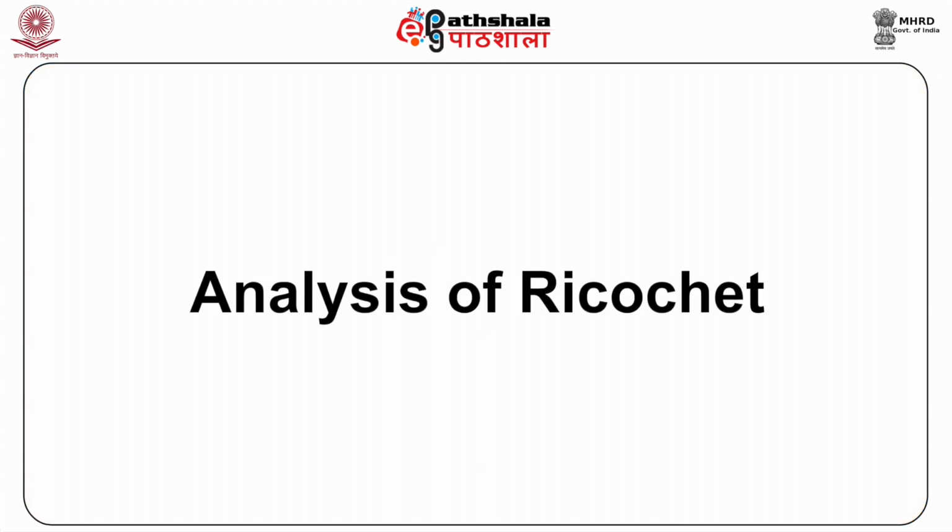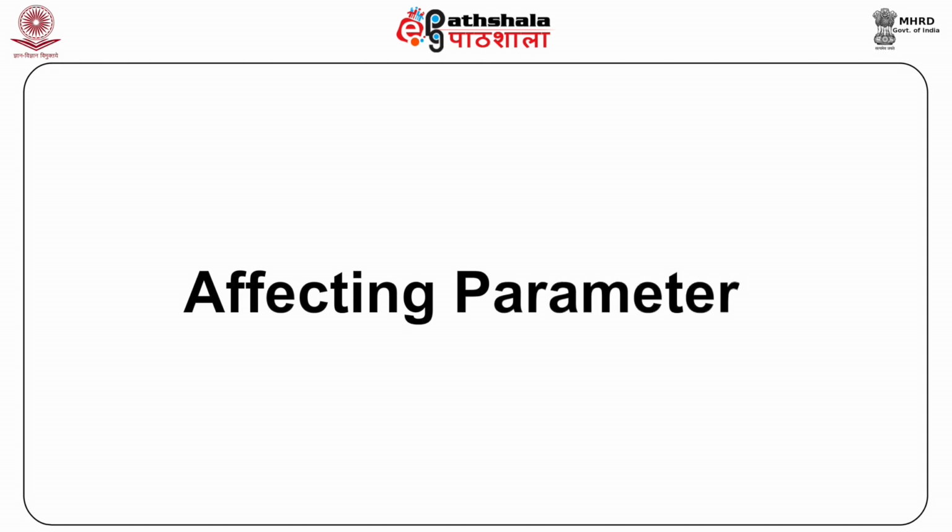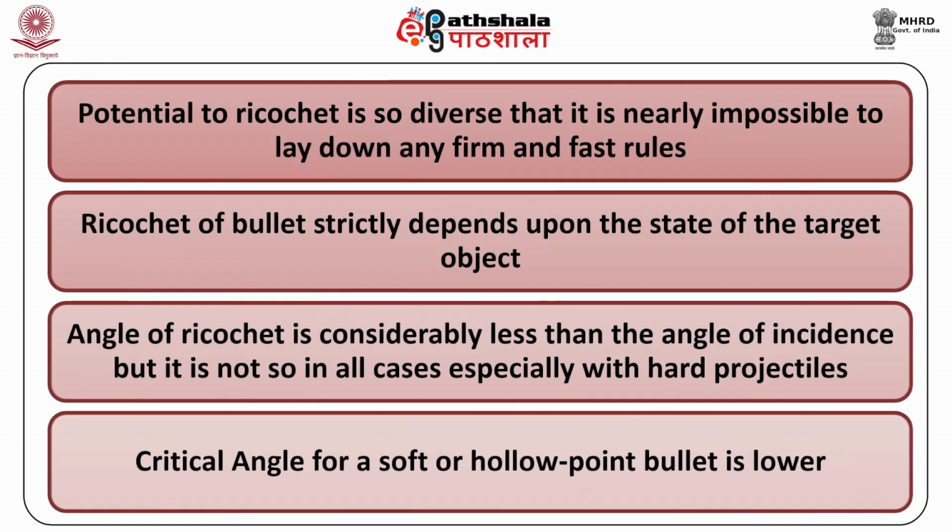Analysis of ricochet: affecting parameters. The potential to ricochet is so diverse that it is nearly impossible to lay down any firm and fast rules. However, there are a few generalizations which may be applied. Anyhow, the ricochet of a bullet strictly depends upon the state of the target object. The evenness of the surface also plays an important role in the ricocheting of a bullet.